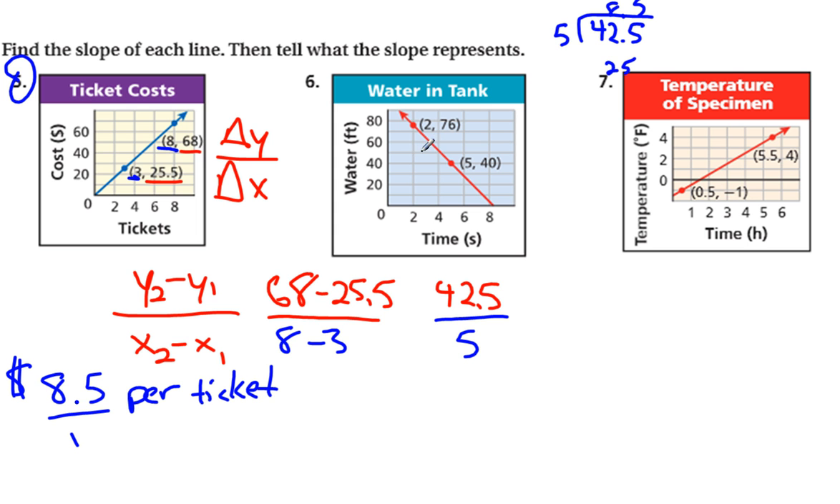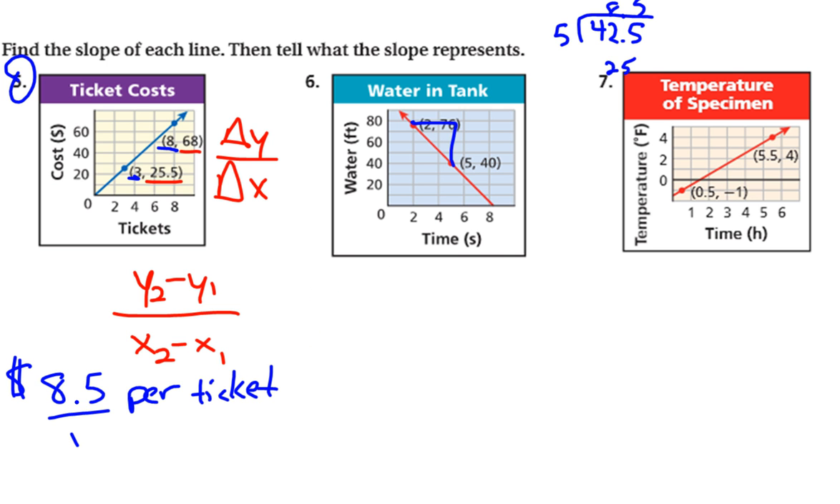Alright, number 6, water in the tank. This one's a little bit easier. These numbers are smaller. We know this is going to be negative, so we can start off right there. I know this is negative, and I know this is not needed anymore, so I'm going to erase it. It's going to be negative something. The change in y here, 76 minus 40 is 36. And then from 2 to 5 is a difference of 3. So we get 36 over 3, which simplifies nice and easily to negative 12.